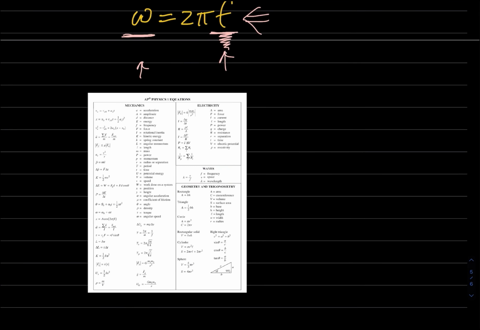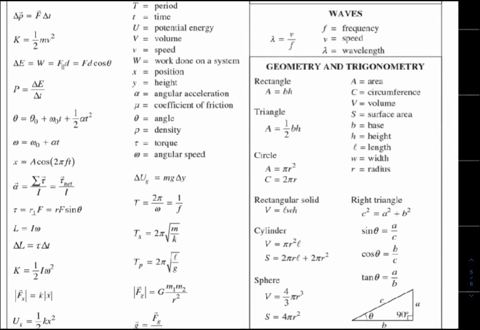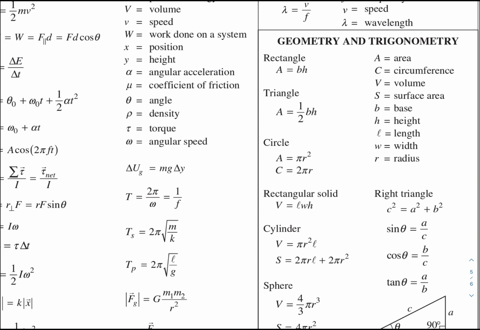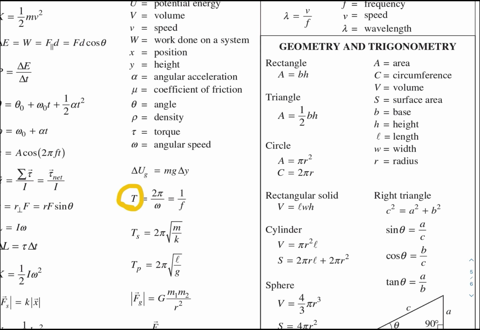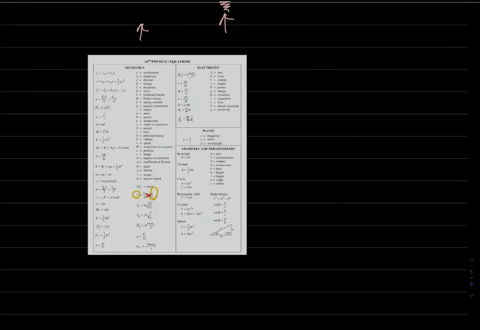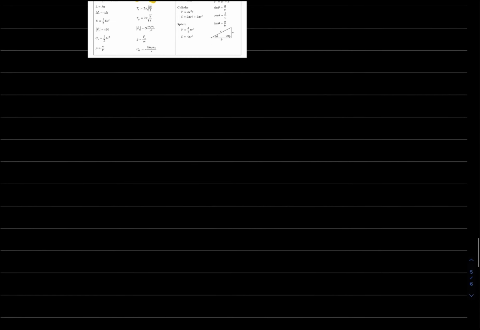And now why don't we find these formulas on the very sheet that they give you at the beginning of every AP Physics 1 test to remind you of these formulas. Here we have the period is the reciprocal of the frequency, and the period is 2 pi over omega. So we can work that out by a cross multiplication. Omega equals 2 pi f. Okay, got that figured out.